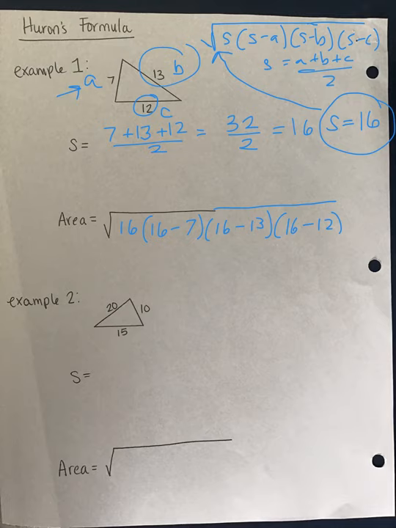So if you're at home and you don't have a fancy calculator, which is fine, you're going to do everything underneath of the square root button. 16 parentheses 16 minus 7 parentheses 16 minus 13, and on and on. Do all of this in your calculator. Once you've done all of that, take that answer and take the square root of it. When you do that, you should get A equal to 41.56.